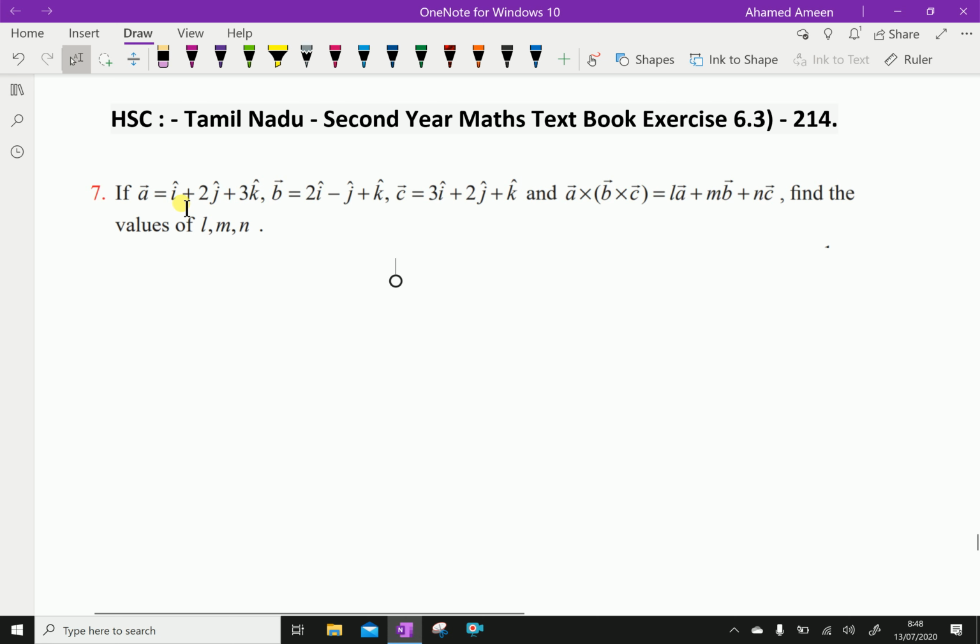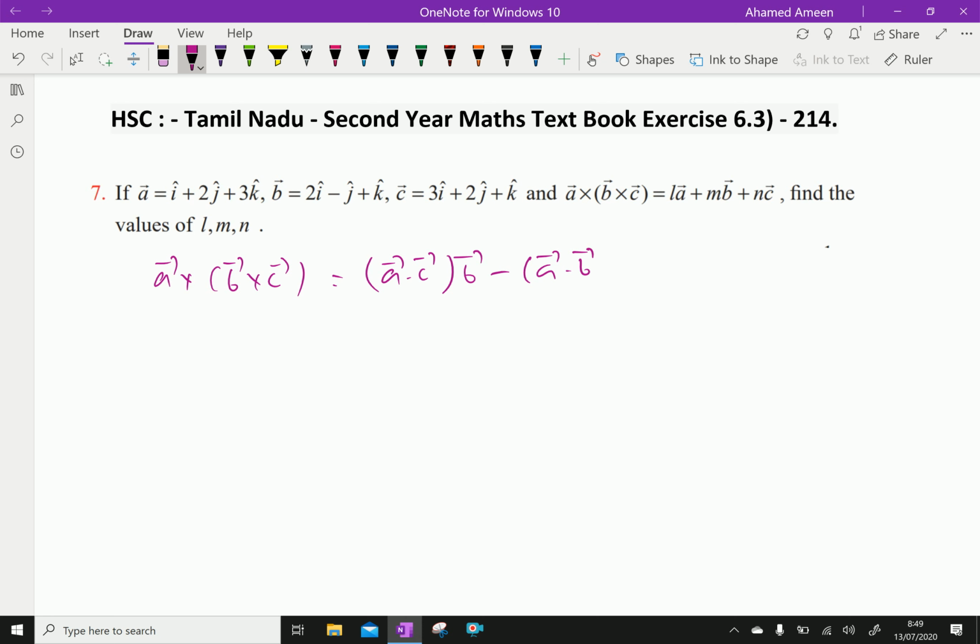If vector A is i plus 2j plus 3k, vector B is 2i minus j plus k, C is 3i plus 2j plus k, and A cross B cross C is equal to LA plus MB plus NC, find the values of L, M and N. Now, we know that A cross B cross C is equal to A dot C times B minus A dot B times C.